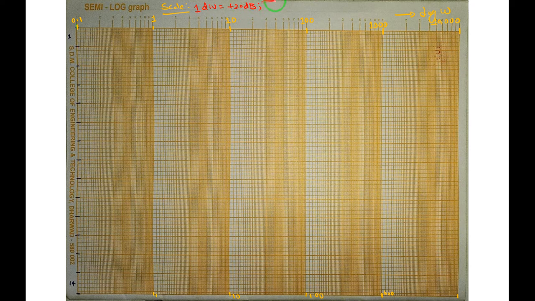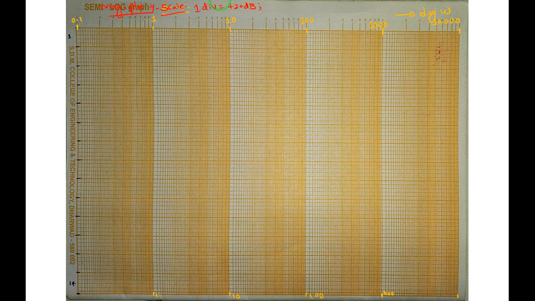I am taking the scale for the magnitude plot, right? Let me write: magnitude plot scale, y scale. This is only for the y-axis. The x-axis is common: 0.1, 1, 10, 100, 1000, 10,000 and so on, right? So 1 division equal to 20 dB. Every 1 division has 5 subdivisions: 1, 2, 3, 4, 5.